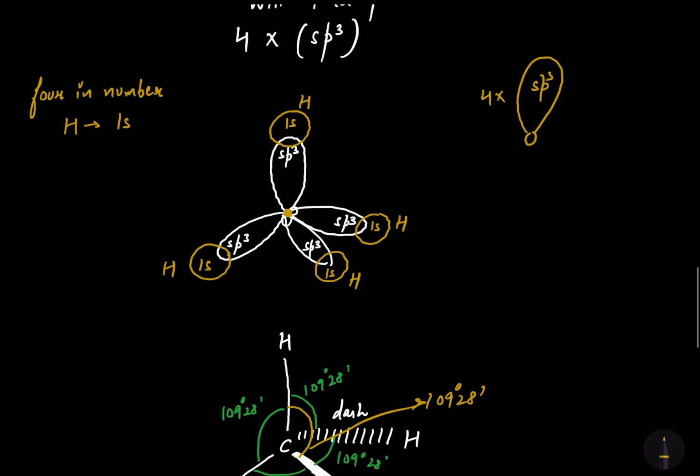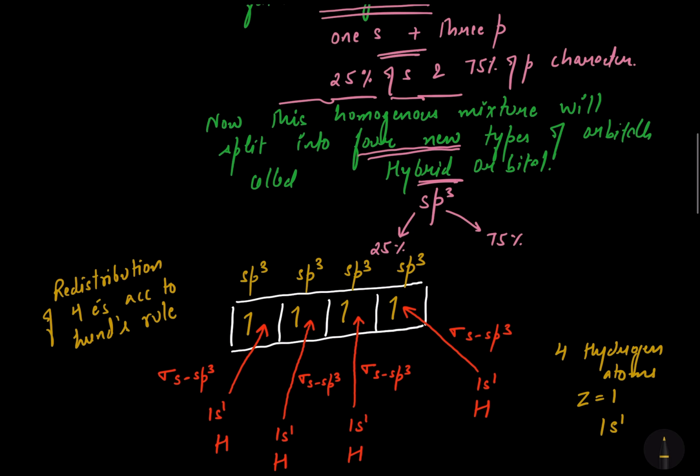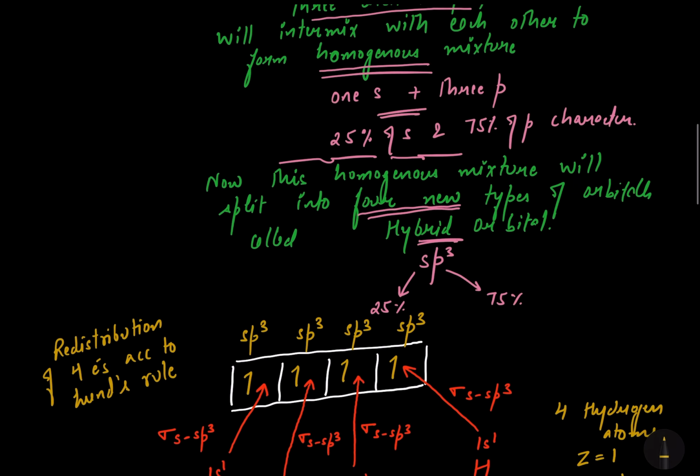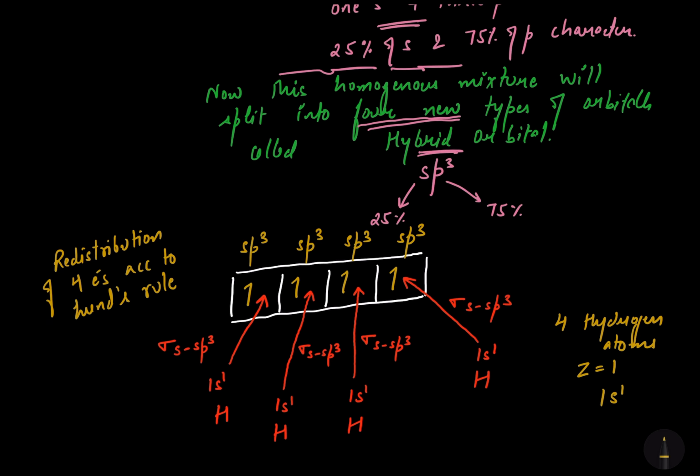So that's hybridization. I'm repeating it again. Here in this case, 1 s orbital and 3 p orbitals, a total of 4 orbitals, have intermixed with each other to form a set of 4 new orbitals containing 25% s character and 75% p character. That's why we named them sp3. sp3 means 1 part s and 3 parts p. That means 25% s character and 75% p character per atomic orbital.